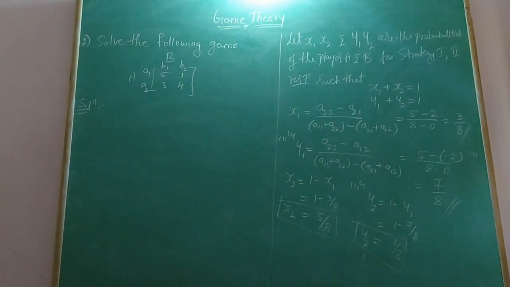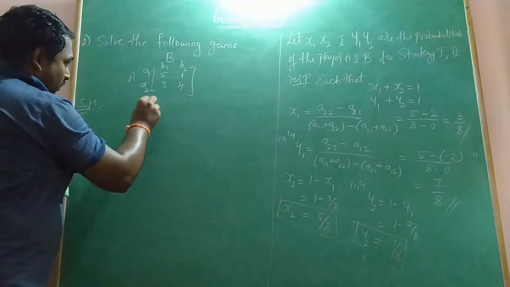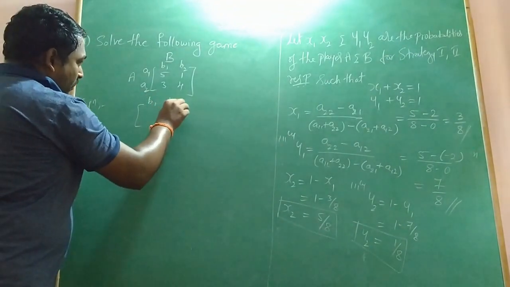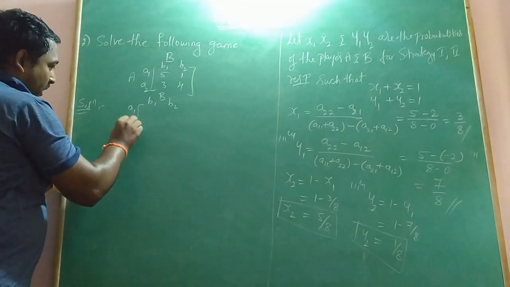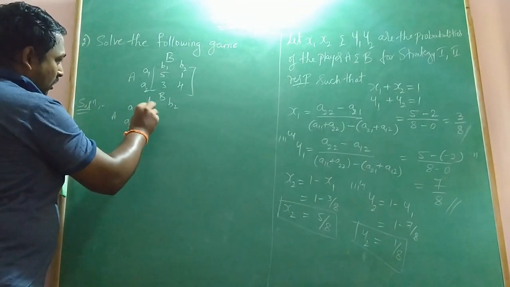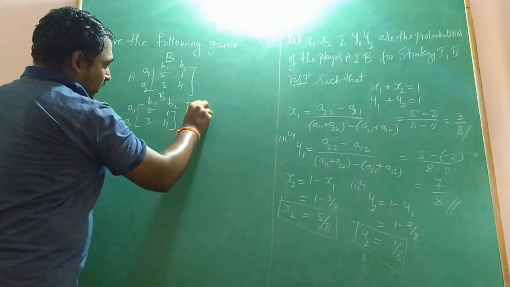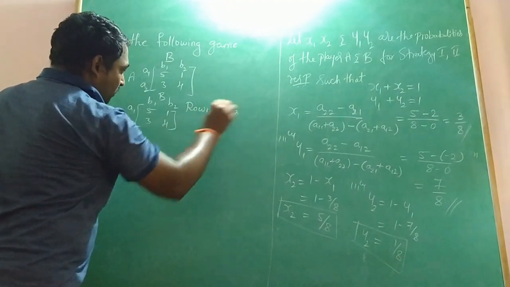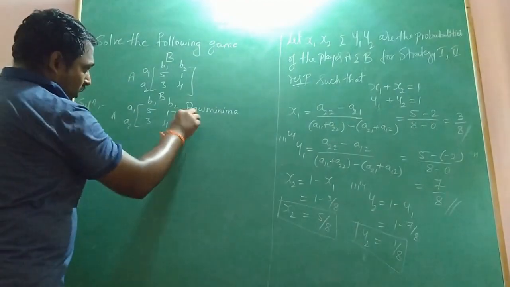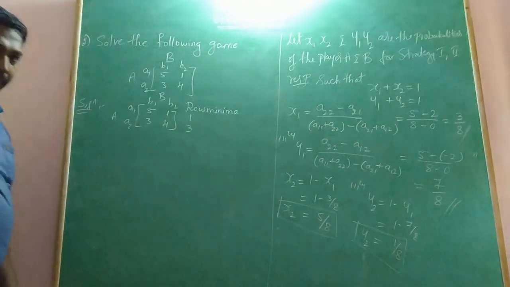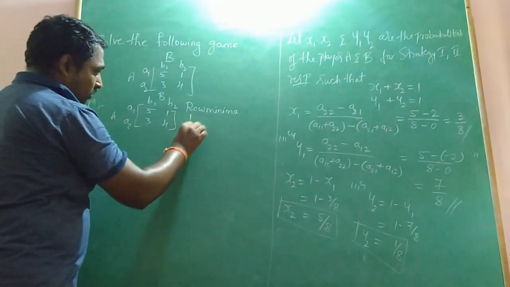You need to solve the following game, that is, you need to find the strategy for player A and player B. We will copy down the same problem. We have B1, B2 for player B. For player A, they are given A1, A2, with 5, 1, 3, 4. First, you need to calculate the row minimum. 5, 1, minimum is 1. 3, 4, minimum is 3. Out of these minimums, the maximum is 3.